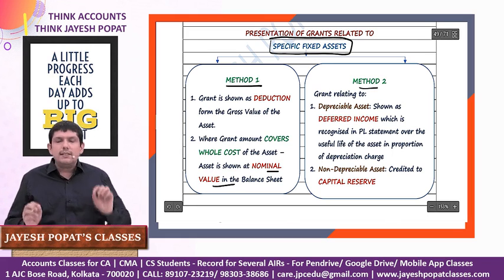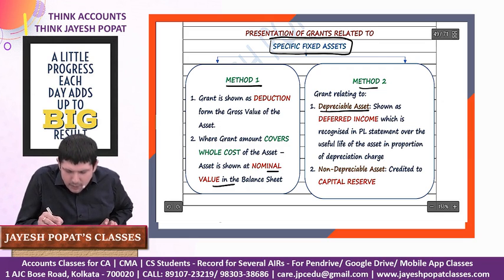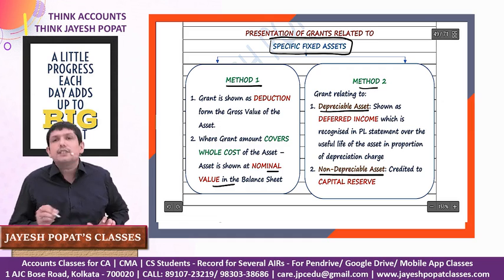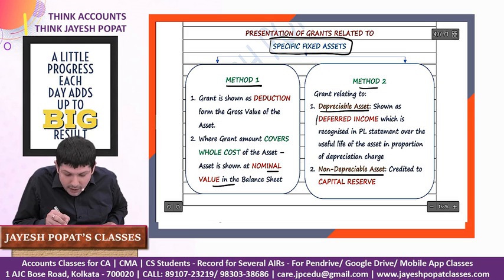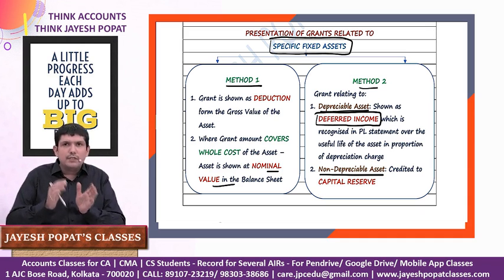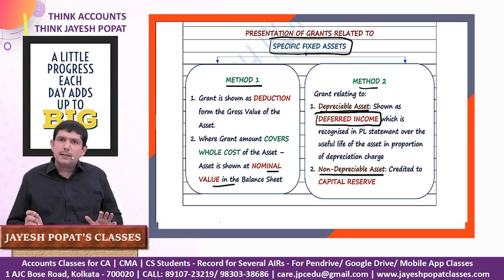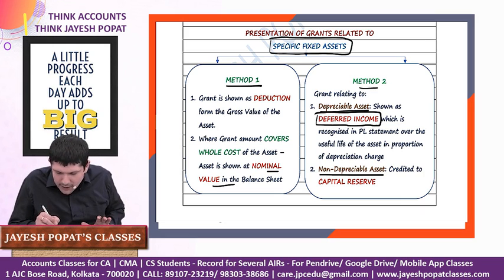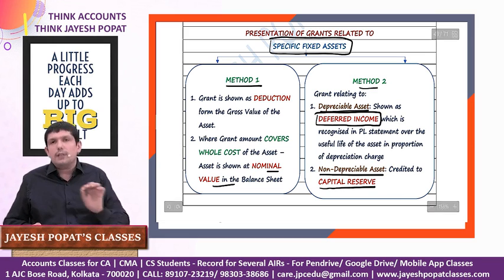In method 2, we'll see whether this grant relating to a specific fixed asset is in relation to a depreciable asset or a non-depreciable asset. If it is in relation to a depreciable asset, we will treat the government grant as a deferred income and credit the amount of grant in the same proportion in which we debit the depreciation expense in relation to that asset in the statement of profit and loss. But if the grant is in relation to a non-depreciable asset, we'll straight away take this government grant into capital reserve.